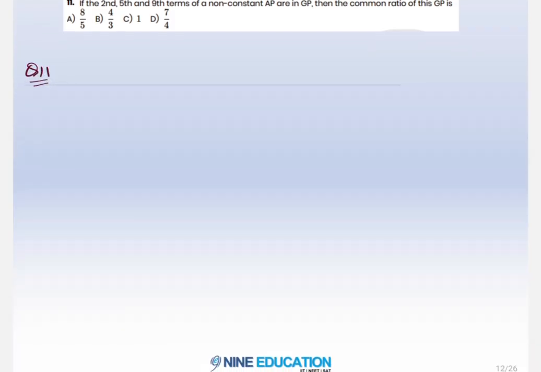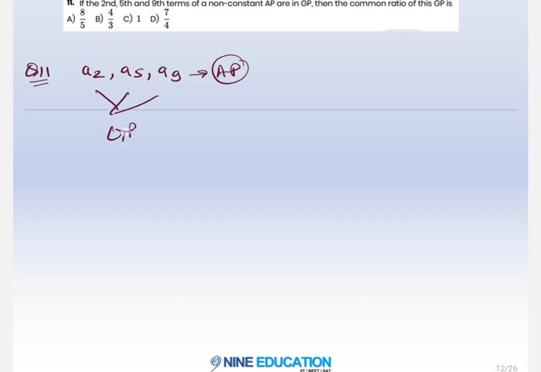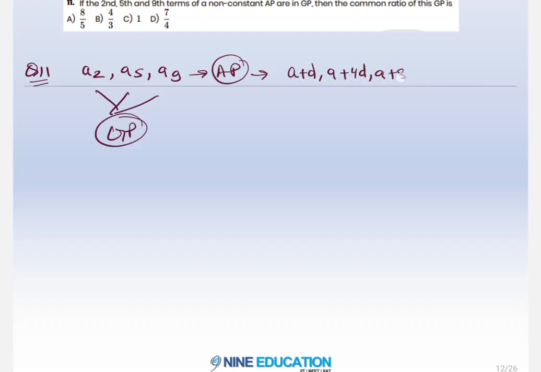Question number 11. Given the second term, fifth term and ninth term of an AP, they are in GP. Then we have to find the common ratio of this GP. So these are the terms of an AP, so they can be written as A plus D, A plus 4D, A plus 8D.